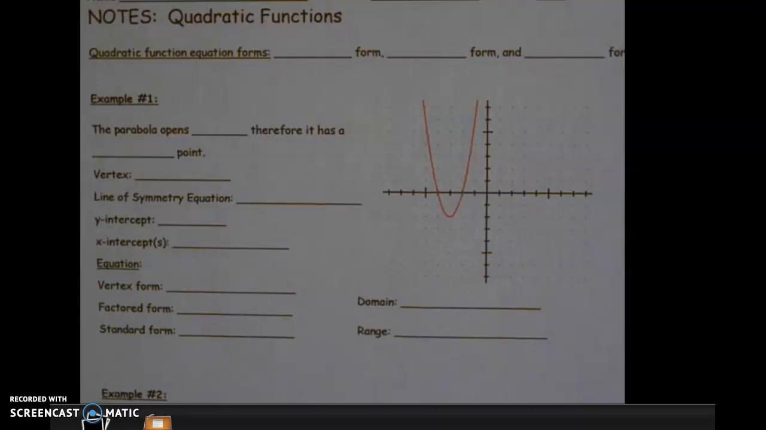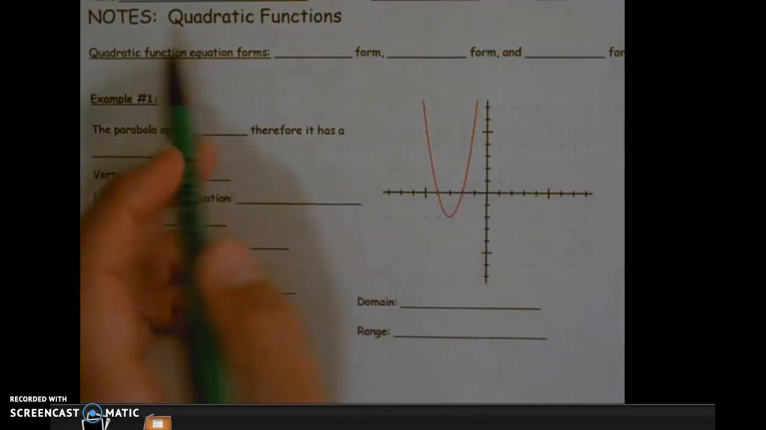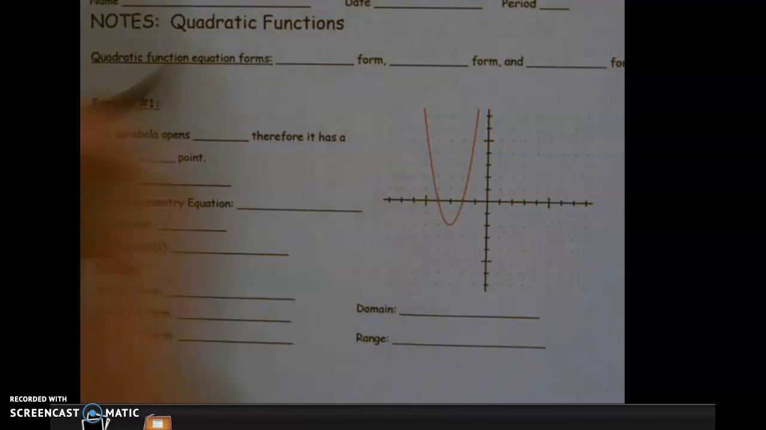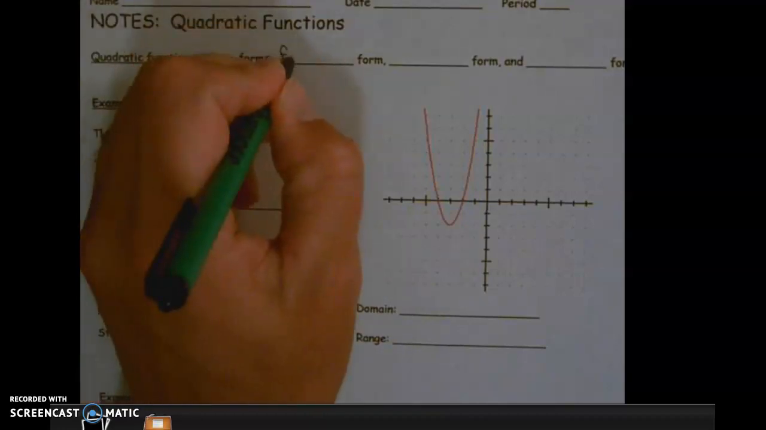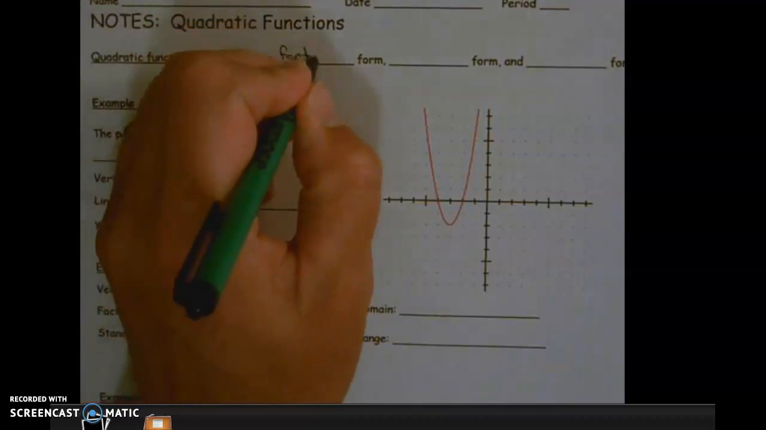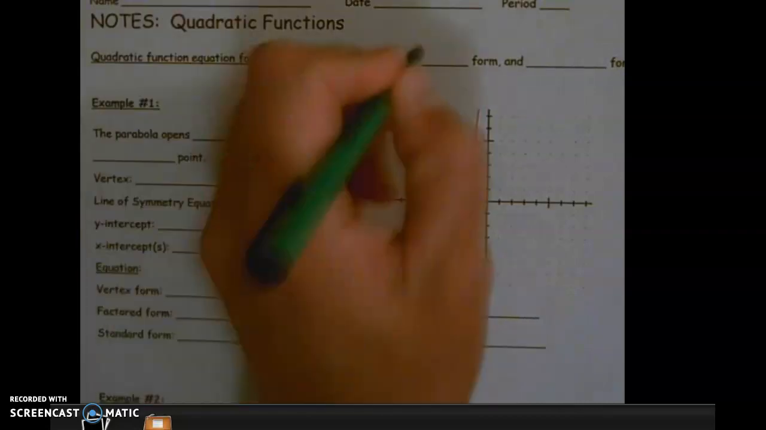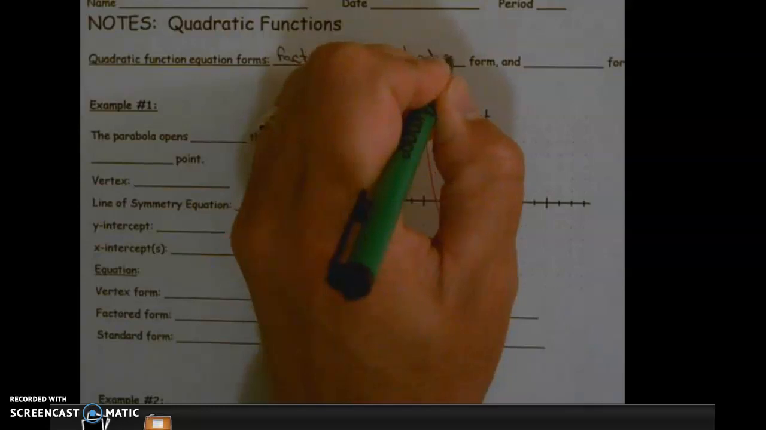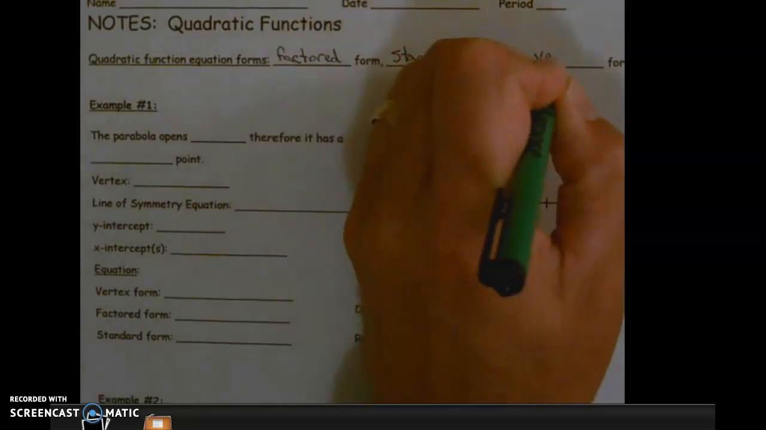Okay, we're going to be discussing quadratic functions. So there's actually three forms that a quadratic function can come in. The three forms are factored form, standard form, and vertex form.